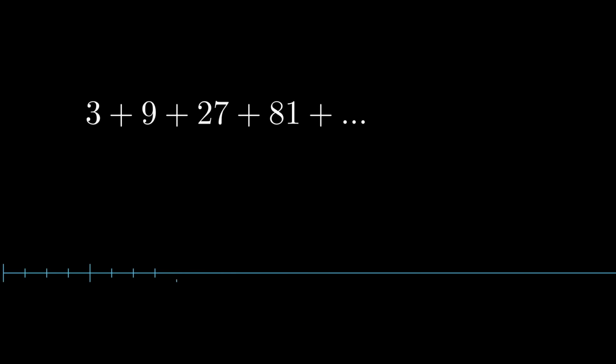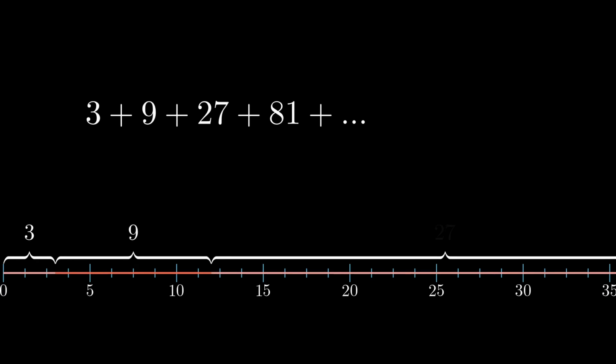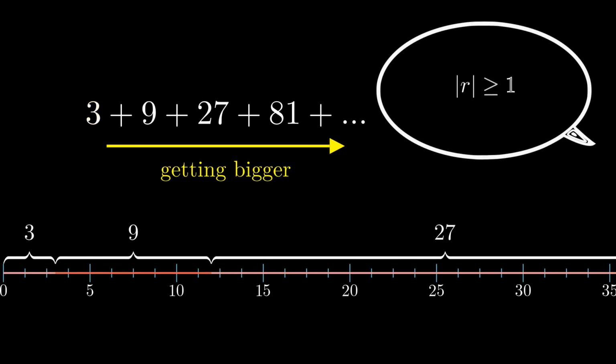To make it simpler, we put it on a line. So 3 plus 9 plus 27 plus 81. You can see that it keeps going to infinity, getting bigger. So if the absolute value of r is greater than or equal to 1, it is considered a divergent series.